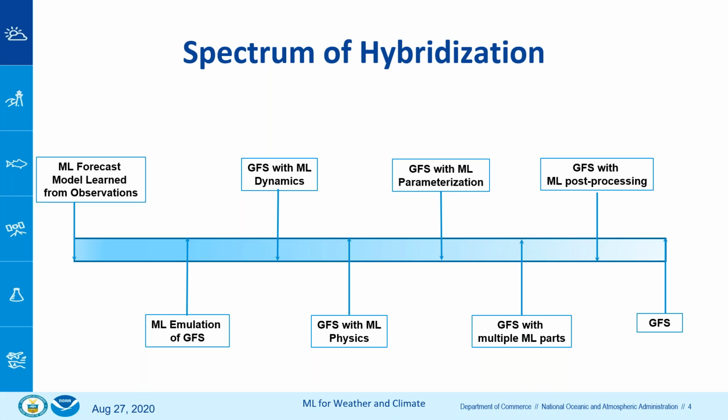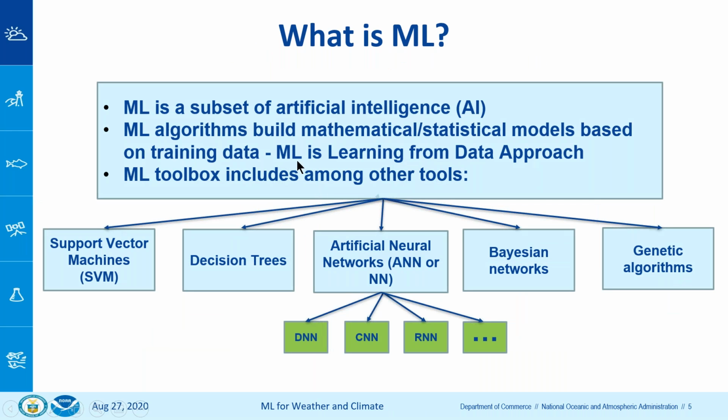But first, I will talk about the two limits of this spectrum: machine learning forecast models which are based only on learning from observations, and forecast models which are based purely on physics first principles. Let's start with machine learning.